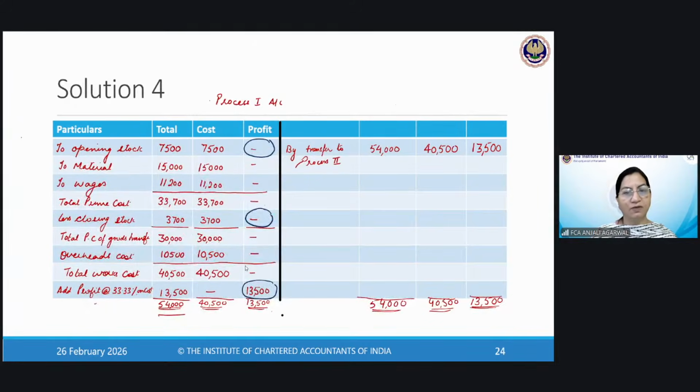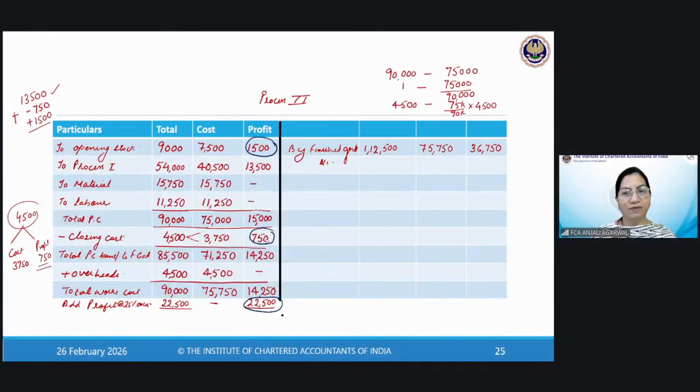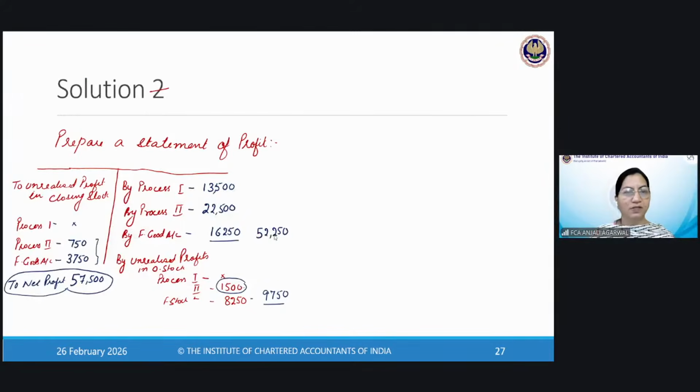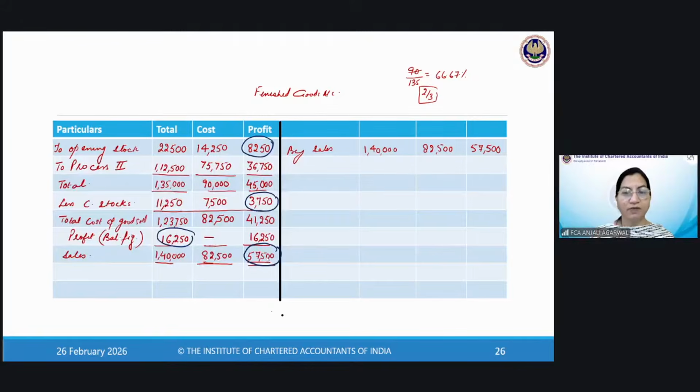In process 1, nothing. In process 2, 750. And in process 3's finished stock, closing stock, 3,750. So out of 62,000, subtract 3,750 and 750, 4,500. So your profits are 57,500. This is not just a statement of profit, it's also a way to verify your answer, even if it is not asked. Please try to prepare this to verify your answers.